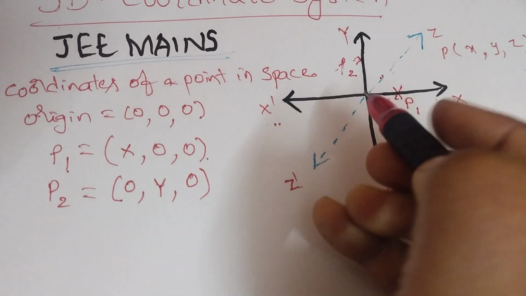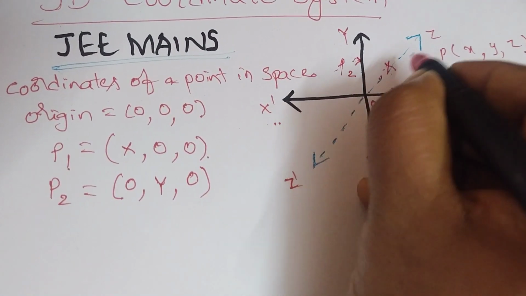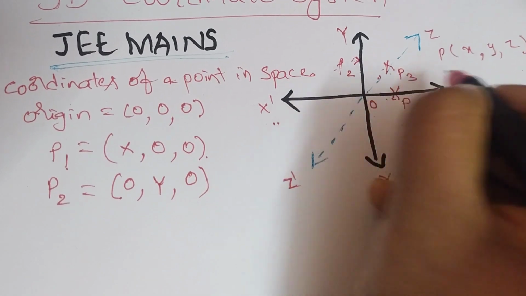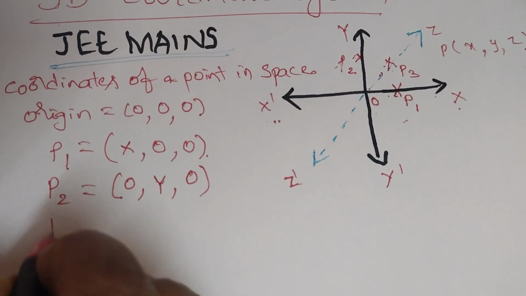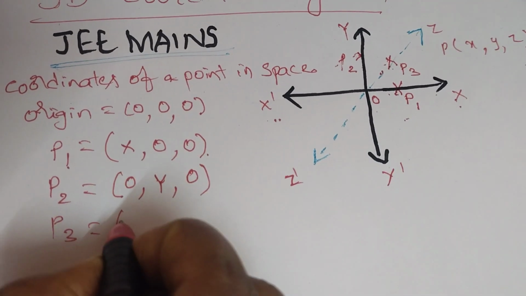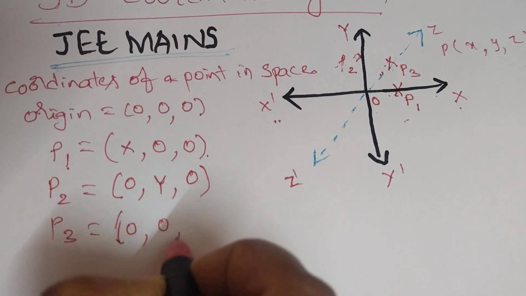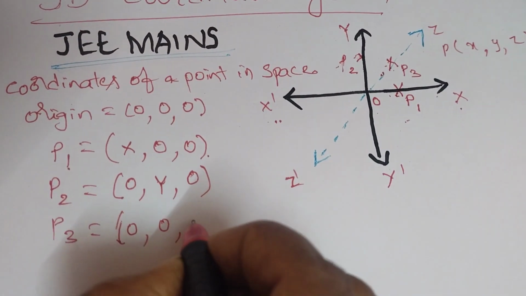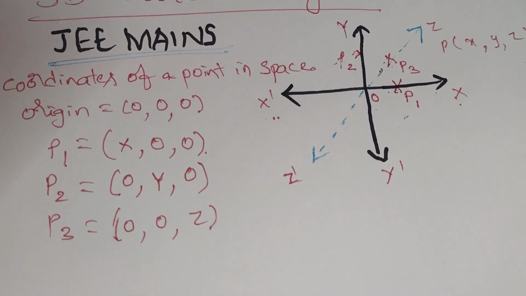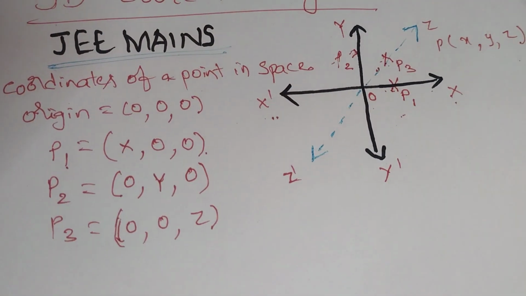Next, for example, I am taking another point on the z-axis. Let us consider P3. Now tell me, what is P3? It does not lie on the x-axis, so 0. It cannot be on the y-axis, so 0. And it will be on the z-axis. So the coordinates of P3 are 0, 0, z.